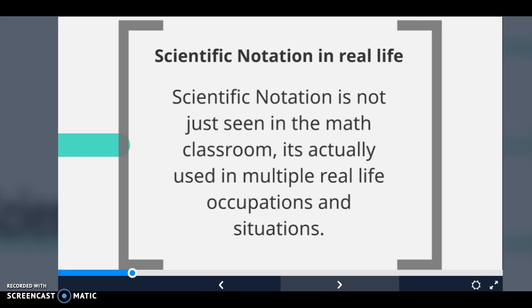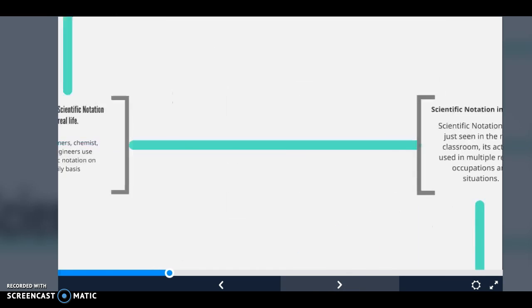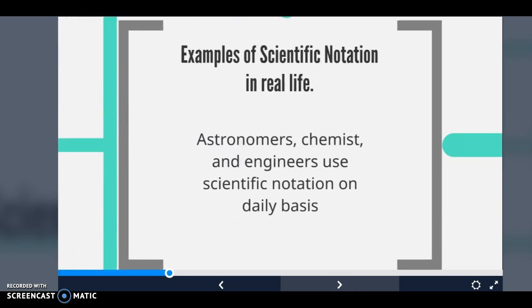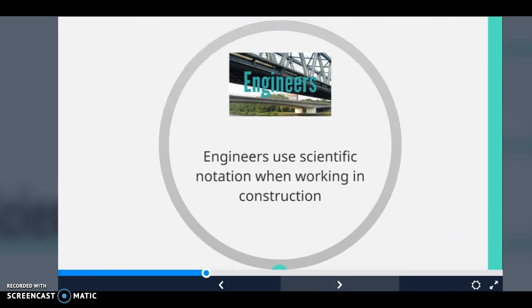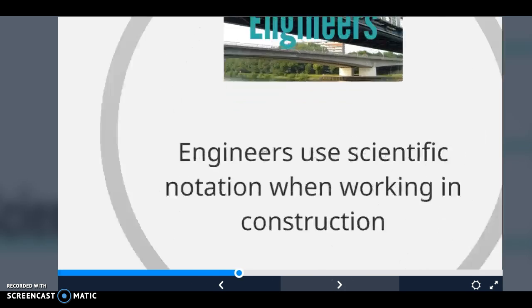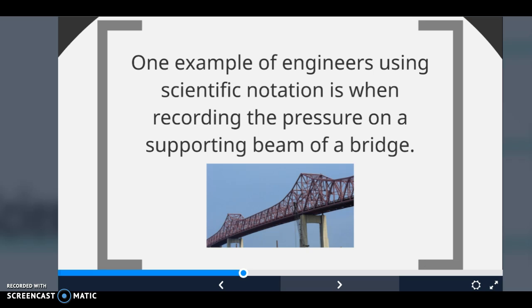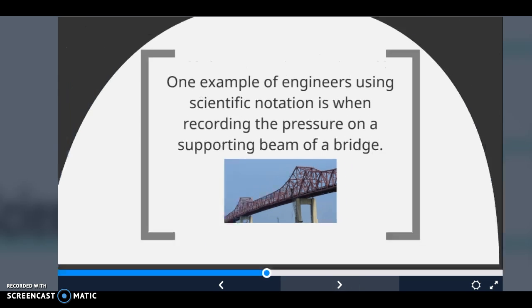Scientific notation is not just seen in the math classroom. It's actually used in multiple real-life occupations and situations. Astronomers, chemists, and engineers all use scientific notation on a daily basis. Engineers use scientific notation when they're working in construction. One example of engineers using scientific notation is when recording the pressure on a supporting beam of a bridge.